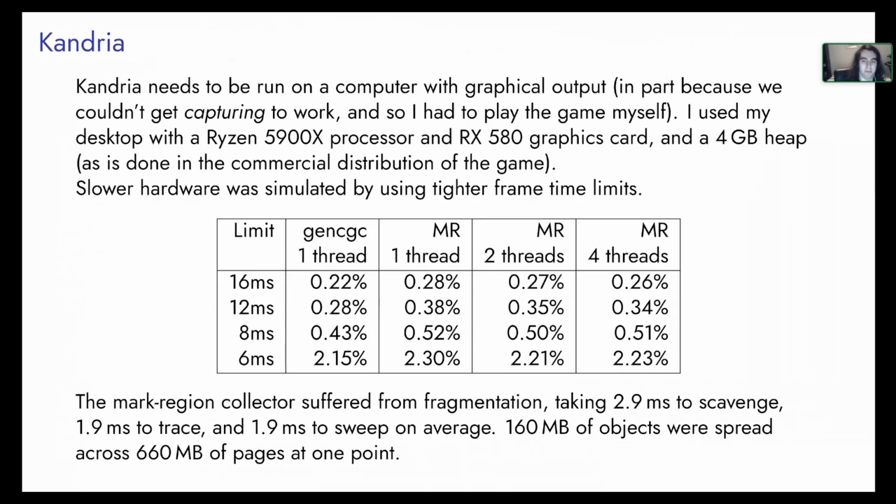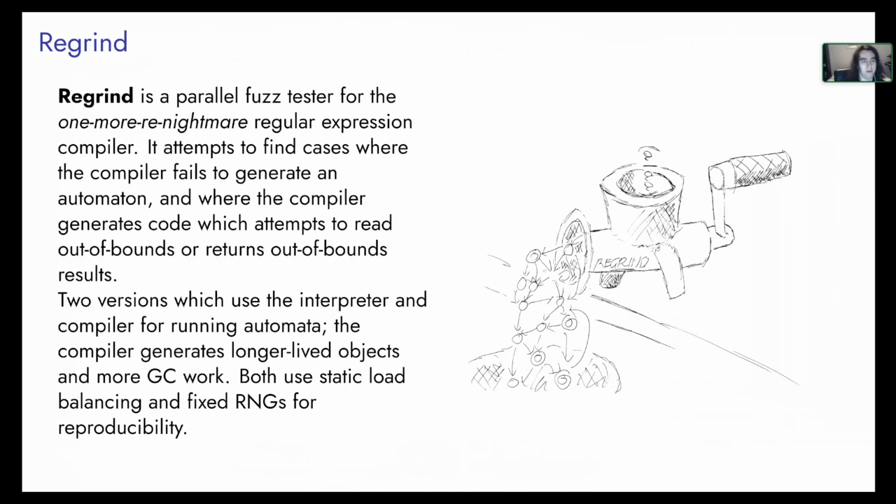The other macro benchmark I have is one I wrote called Rebrand. It's a fuzz tester for a compiler I wrote. It tries to find cases where the compiler fails to actually compile anything at all, and when the compiler generates bogus code which reads out of bounds or produces out of bounds results. There are different workloads using the interpreter and the compiler. The compiler of SBCL generates longer-lived objects and more GC work. I did a bunch of stuff to make it more reproducible for a benchmark as well.